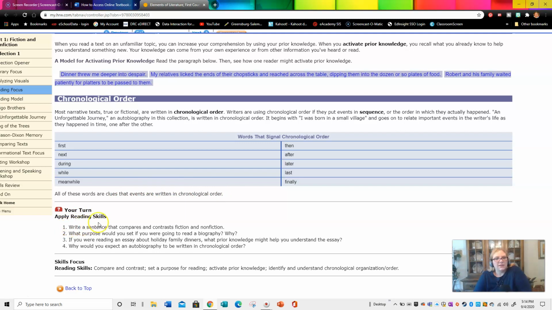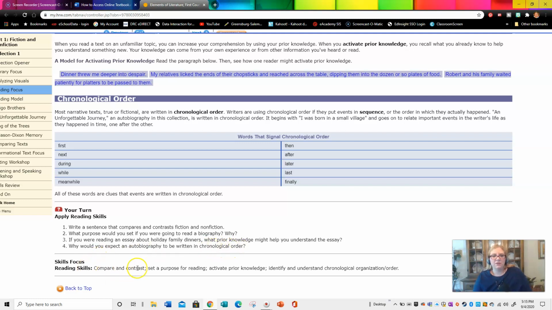So it's asking you to write a sentence that compares and contrasts fiction and nonfiction. What is different about them? 2, what purpose would you set if you were going to read a biography? Why? So what would be your purpose for reading? 3, if you were reading an essay about holiday family dinners, what prior knowledge might help you understand the essay? And 4, what would you expect an autobiography to be written? Why would you expect an autobiography to be written in chronological order?